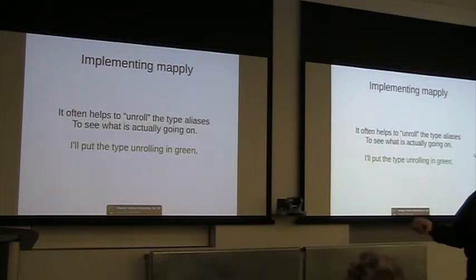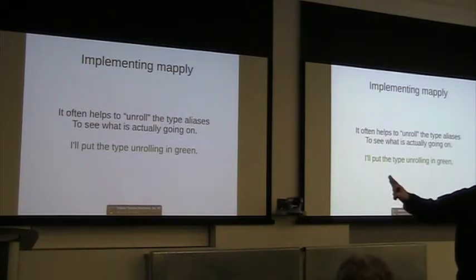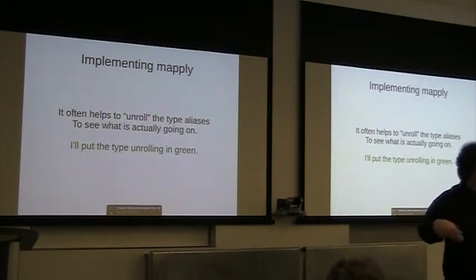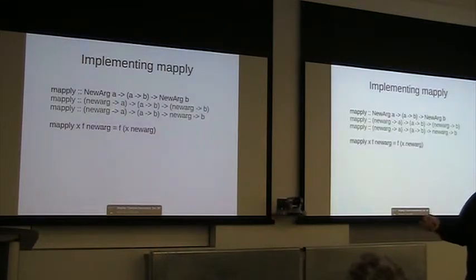So I'm going to put the type unrolling in a green font. So anything you see in green is basically a comment. If you're writing real code, you wouldn't write this, because then the compiler would sit there and go, why are you giving me types for this function? But it helps to understand what's going on. Now, I'll give you an immediate example of that. Let's take a look at mapply.